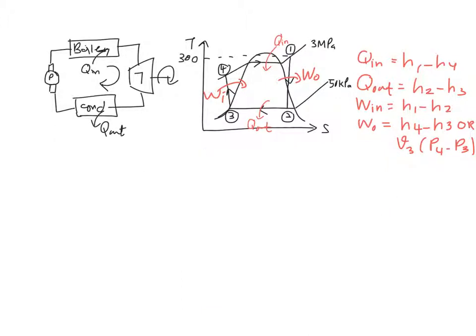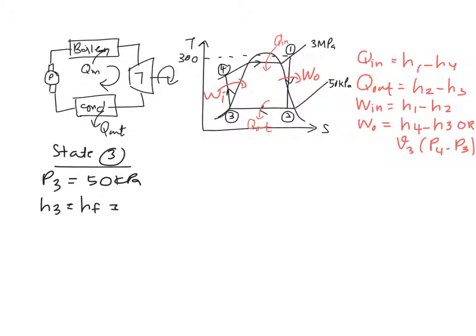Now that you have already solved for state 1 and 2, let's continue to solve for state 3. In state 3, you know that your P3 is equal to 50 kilopascal and that it is fully saturated liquid. So your H3 is equal to HF at 50 kilopascal. Basically, you are going to read this from your table A5.